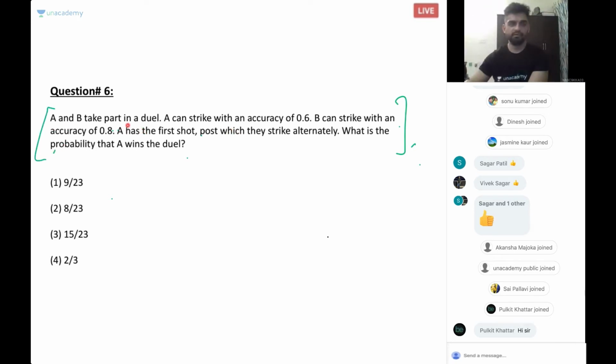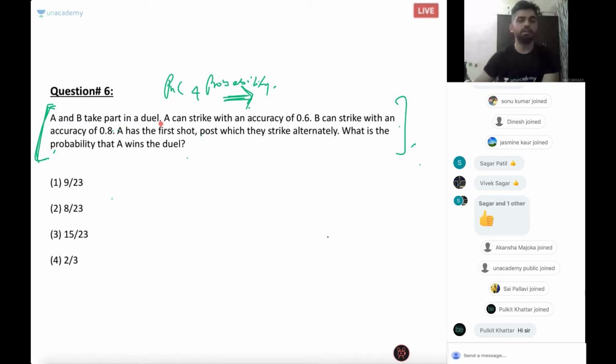Solving question number 6. We solved 5 questions so far based on PnC and probability. We are on track to solve 10 questions in this session. Another 5 remaining. This is the question in front of you.